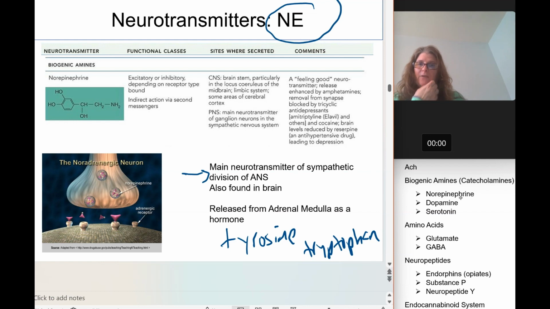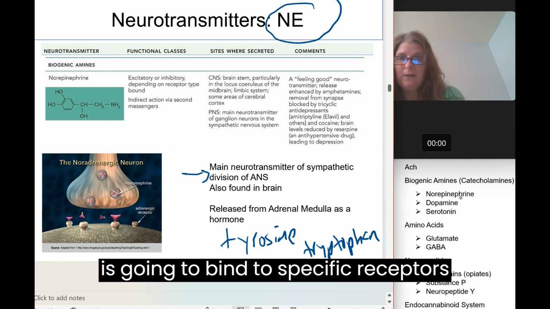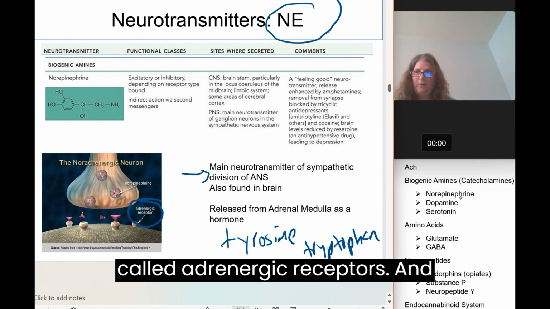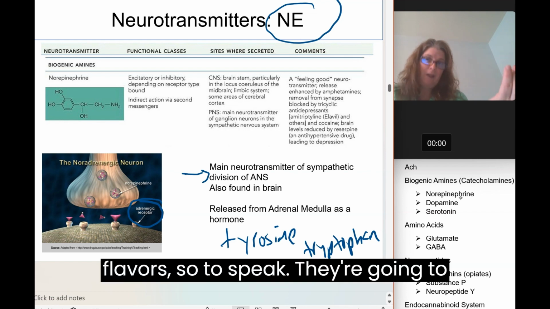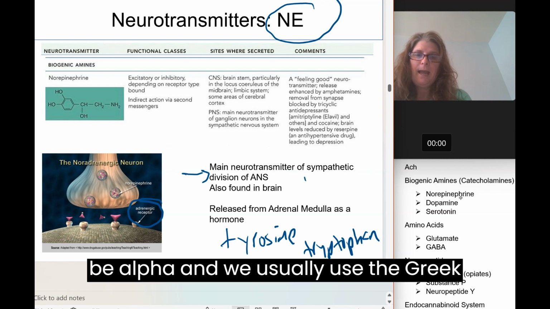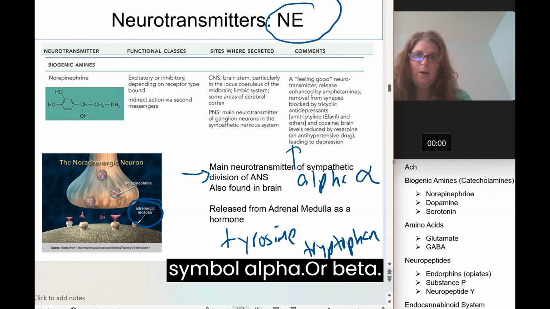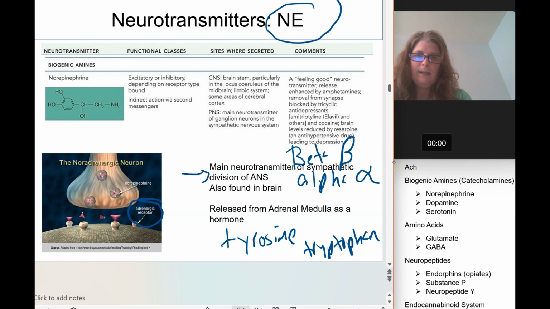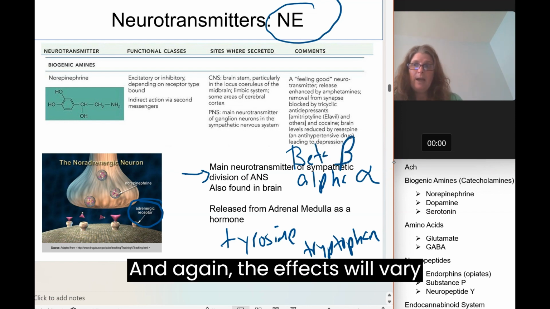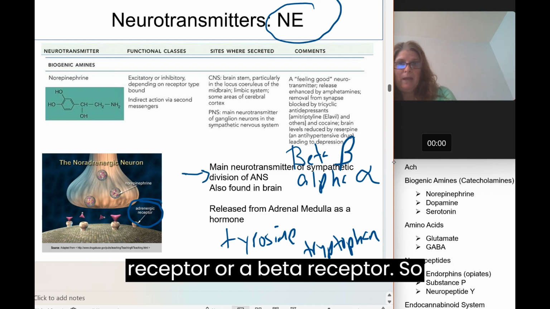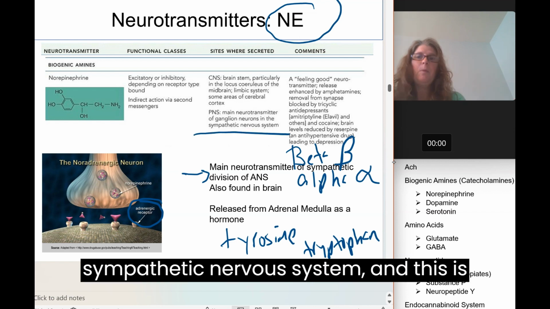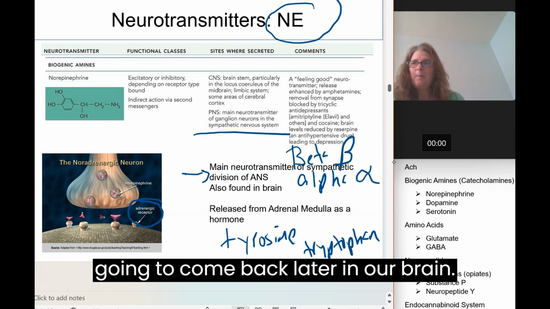Now, norepinephrine is going to bind to specific receptors called adrenergic receptors. These adrenergic receptors come in two flavors, so to speak. They're going to be alpha, and we usually use the Greek symbol alpha, or beta. Again, the effects will vary depending on if it's binding to an alpha receptor or a beta receptor. We're looking at this for the sympathetic nervous system, and this is going to come back later.